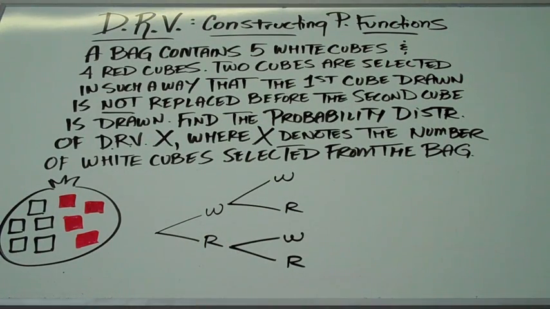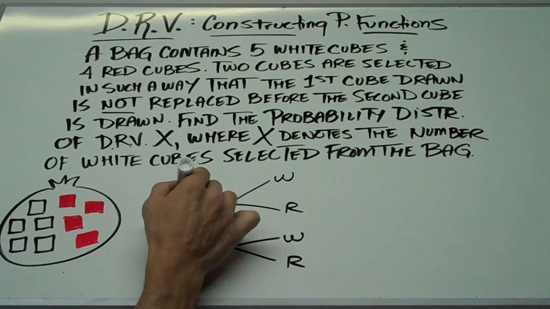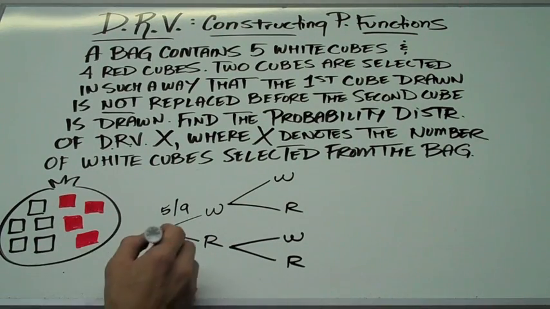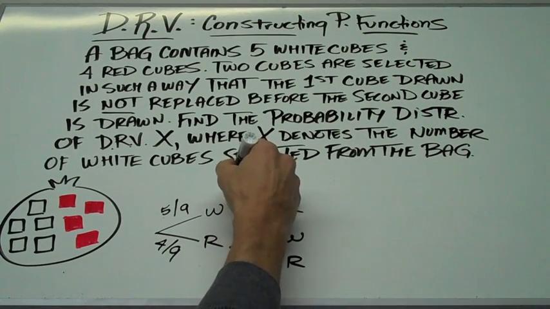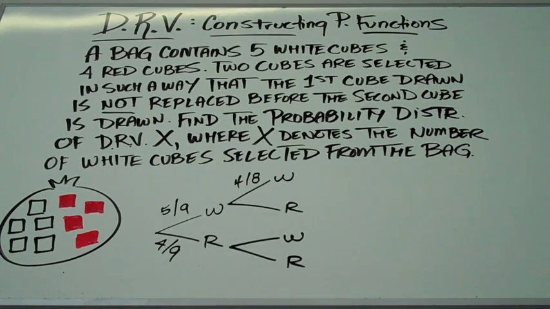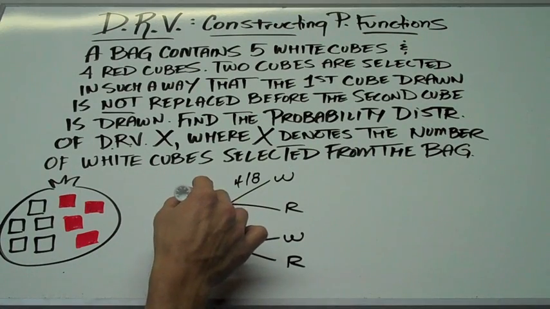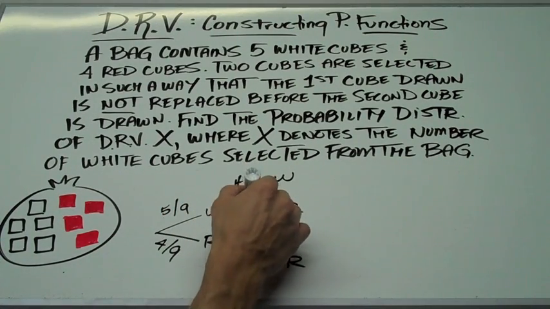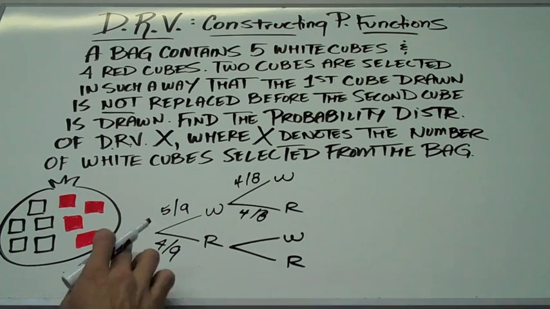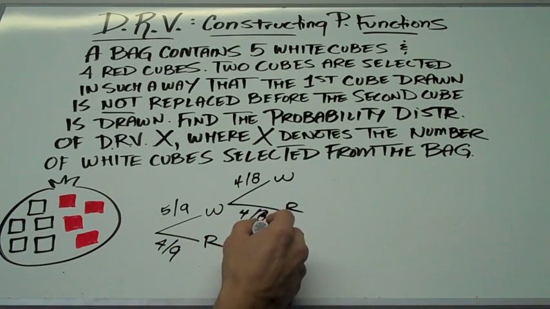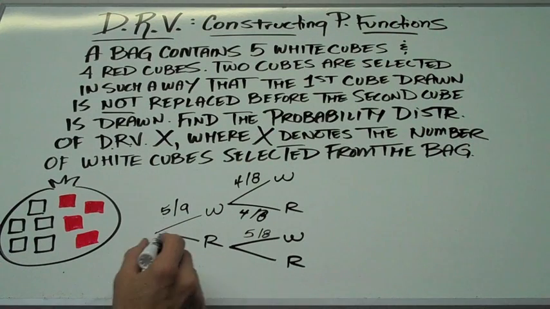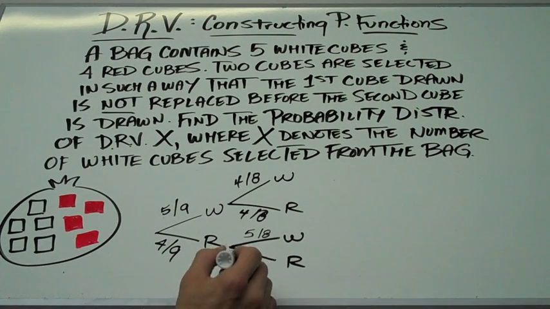With my first selection, I have 5 out of 9 whites, which leaves me 4 out of 9 reds. We did it without replacement. So if I selected white, I'm left with 4 whites out of 8 cubes left. If I selected white, I'm left with 4 reds out of a total of 8 cubes. If I selected red first, I'm left with 5. I still have 5 white cubes, and there's only 8 cubes left. And if I selected red first, I'm left with 3 reds out of a total of 8.